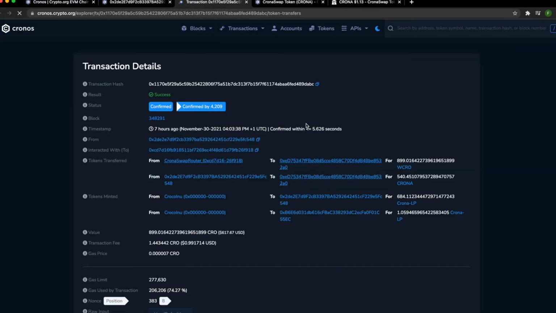If we go into this one, so here we see there's kind of four different lines going on. But just looking at the basics, you don't need to understand everything. You can just see that there is 899 CRO and 540 Krona being provided as liquidity into the liquidity pool. So these two amounts should be the same in dollar value at the time of the swap, at least. So again, this is just a transaction to provide liquidity to the pool.